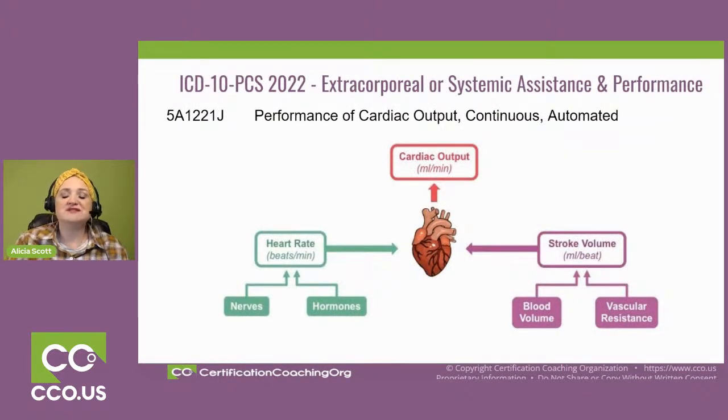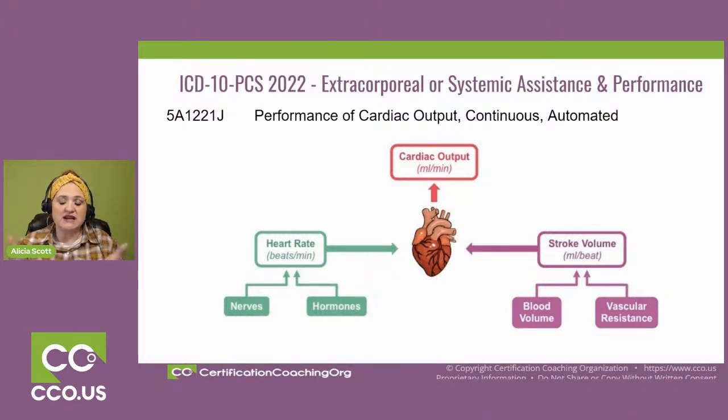Then we move to 5, which is extracorporeal or systemic assistance in performance. There was only one code added this year, 5A1221J, performance of cardiac output, continuous, automated. So again, what are we doing? We're checking the performance of how well the heart is working, and it's continuous and automated, so it would be a built-in system of some kind.